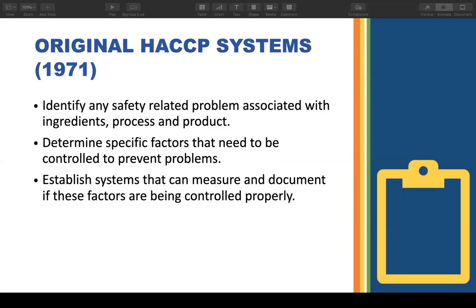So in 1971, these were the original HACCP systems. Identify any safety related problem associated with ingredients, process, and product. Determine specific factors that need to be controlled to prevent problems. Establish systems that can measure and document if these factors are being controlled properly.